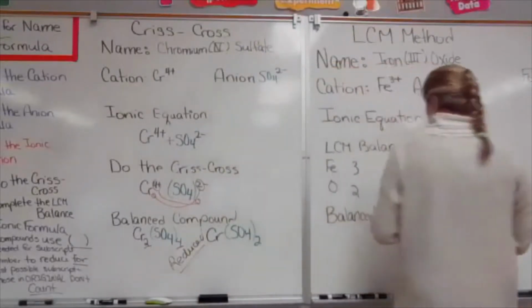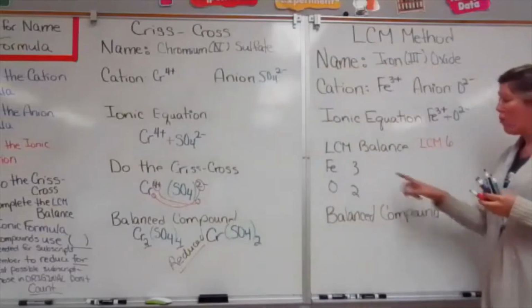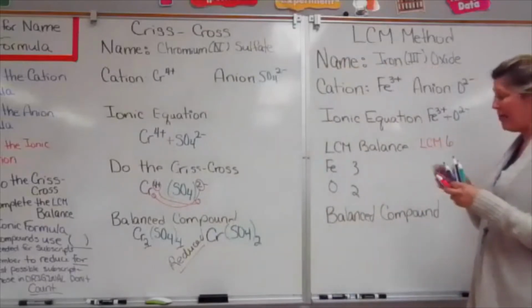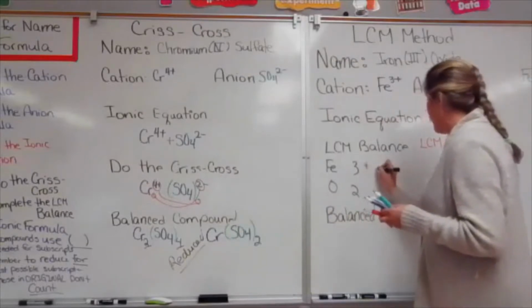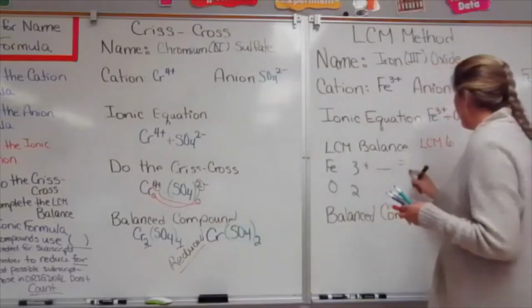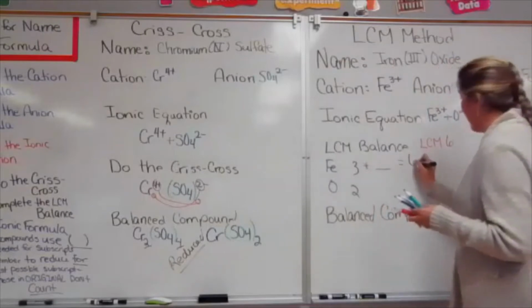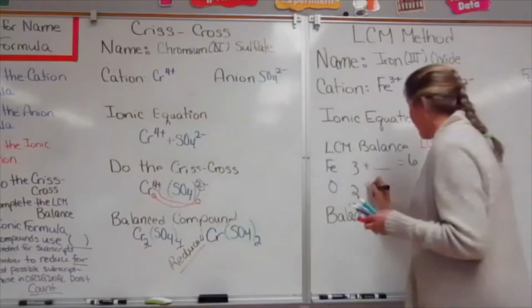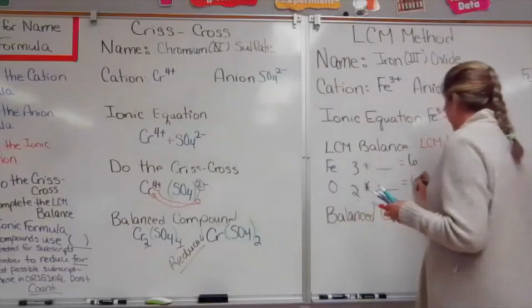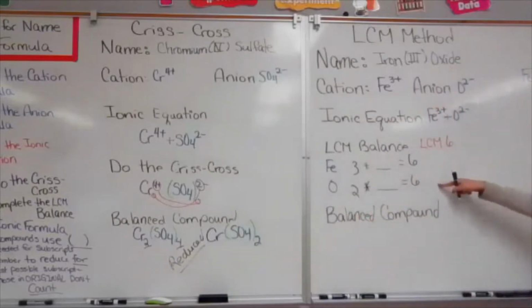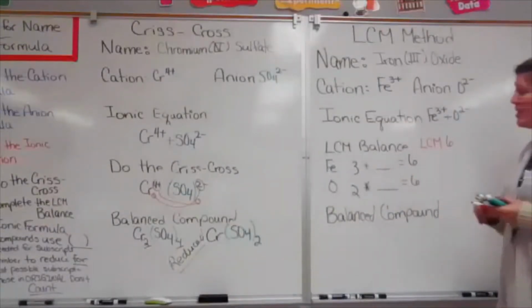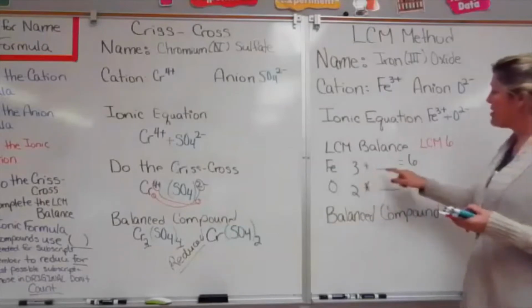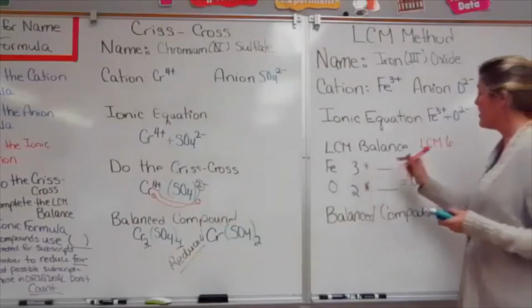Then we can set up our LCM chart. So these are your charges. We know that 3 times something is going to equal your LCM of 6. And we know that 2 times something is going to equal your LCM of 6. You use the same LCM. When you fill out this equation, when you find those 2 numbers, those are your subscripts. So 6 divided by 3 is 2. So 2 times 3 is 6.